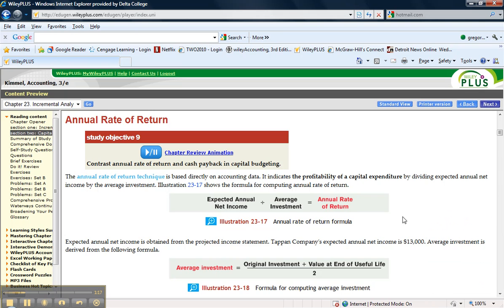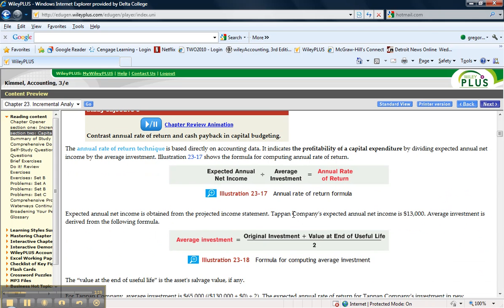The average investment is basically, there's a formula right here to figure that out. What did the investment cost you? What is the value of that investment at the end of its useful life? You add those amounts together and divide by 2. That gives you the average investment over the whole life of the investment. So you divide the income by that investment amount, and you get the annual rate of return.